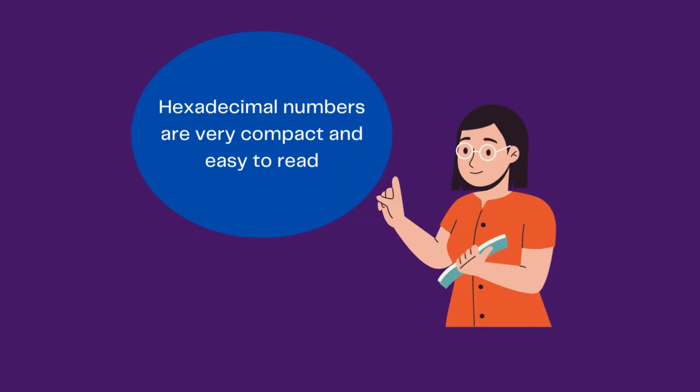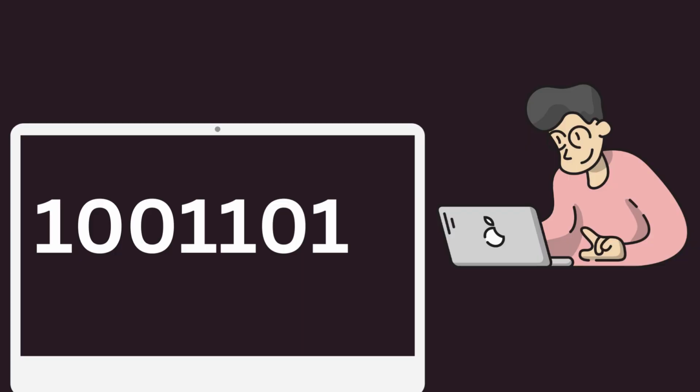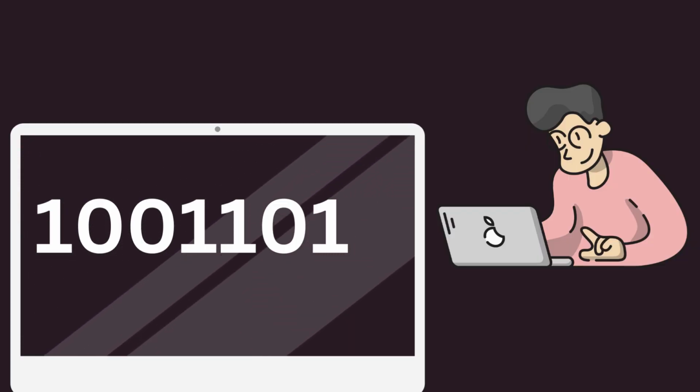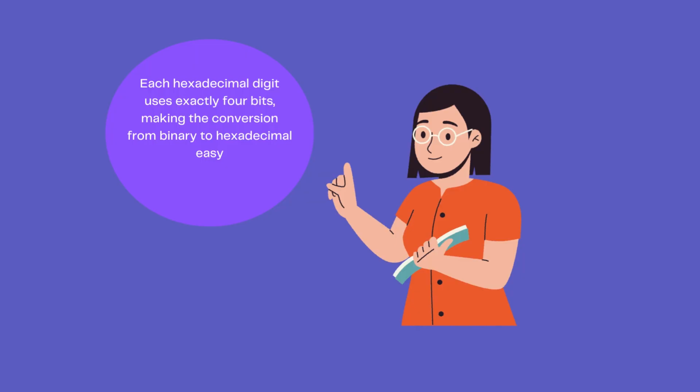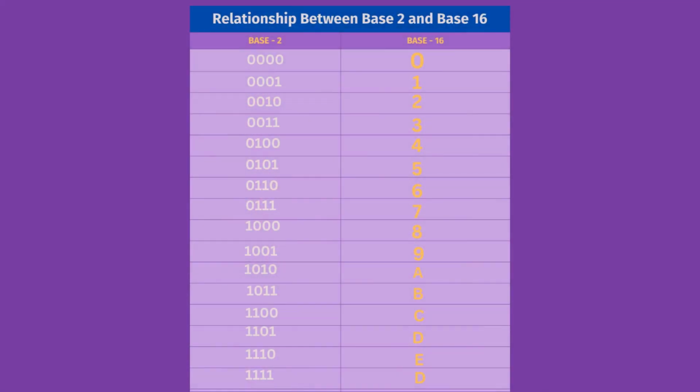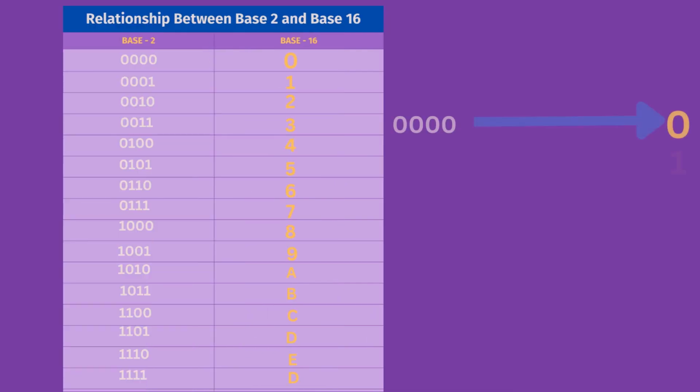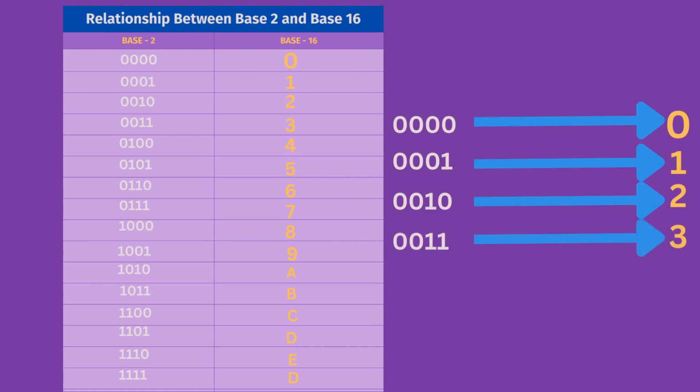First, hexadecimal numbers are very compact and easy to read. Rather than reading this number, it's easier to represent it as this number in hexadecimal. Second, each hexadecimal digit uses exactly 4 bits, making the conversion from binary to hexadecimal easy. And what does that mean? In simpler terms, it's like taking 4 binary digits and matching them with one symbol in hexadecimal, making the conversion neat and tidy.